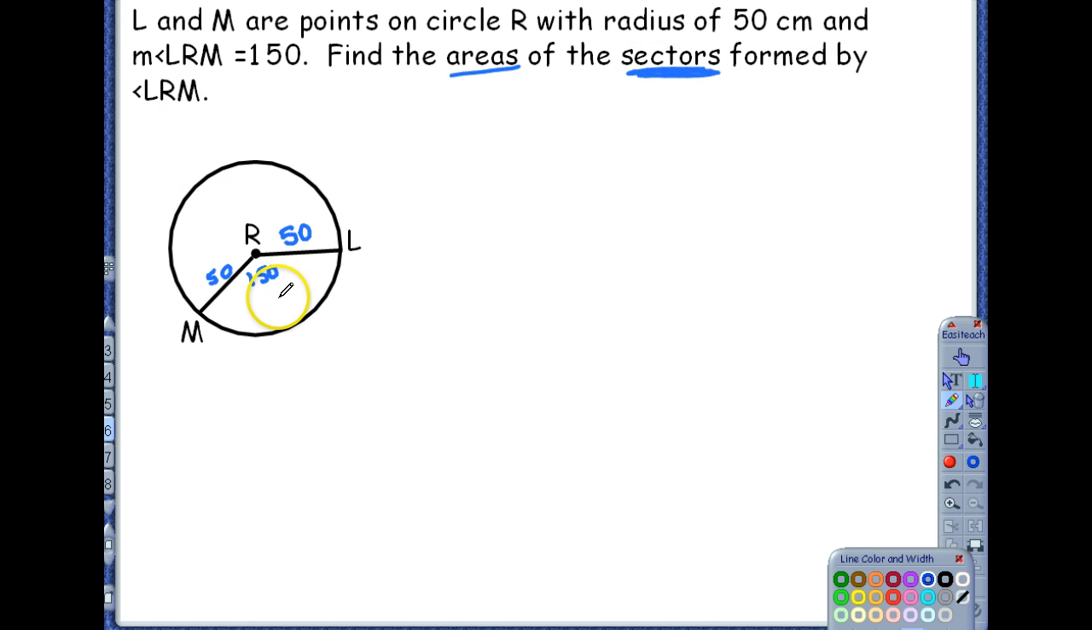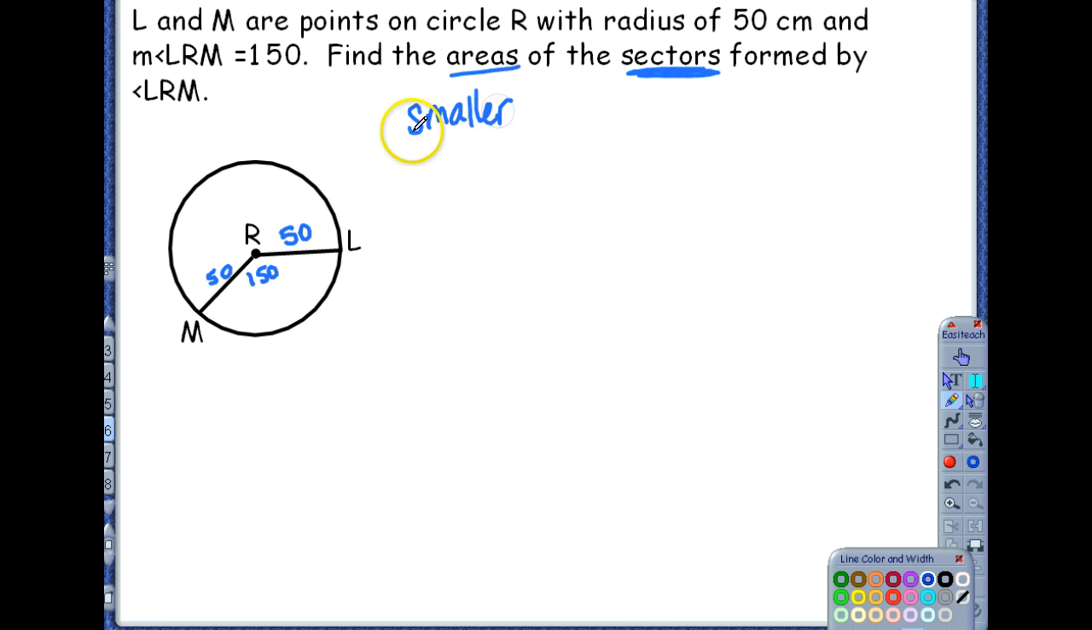Because where do you see sectors? There's actually two of them. There's the smaller one that has that central angle of 150 degrees. And then there's the other one that's remaining. So anytime you have two radii in a circle, you're going to have two sectors. Exactly. Do you want to start with the smaller one? Yeah, let's do that. Let's find the smaller sector.